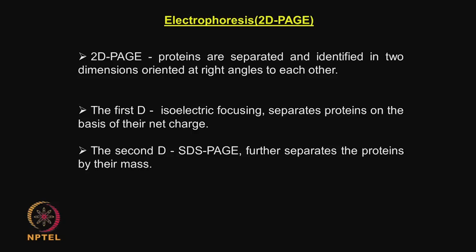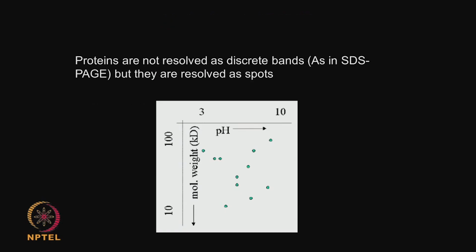That is the advantage of two dimensional electrophoresis. You run the isoelectric focusing, that is the first dimension where the protein is separated based on charge. In the second dimension the protein is separated based on molecular weight in the SDS PAGE, and then you can look at the molecular weight of the protein.